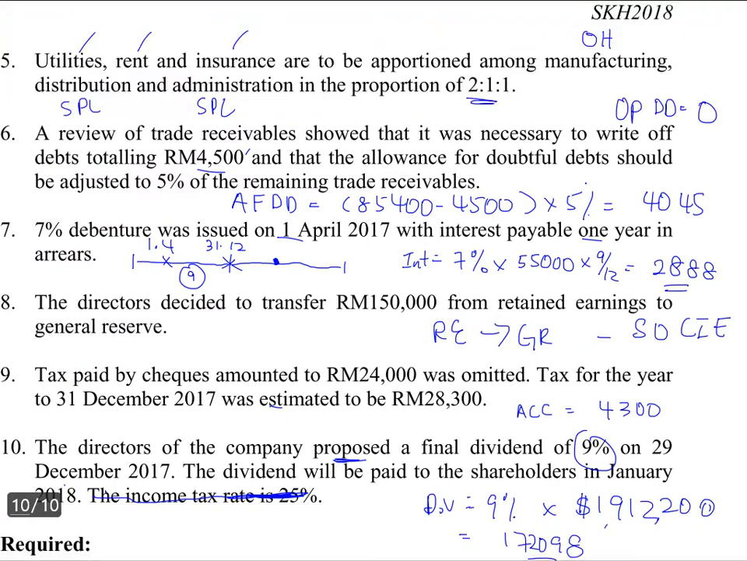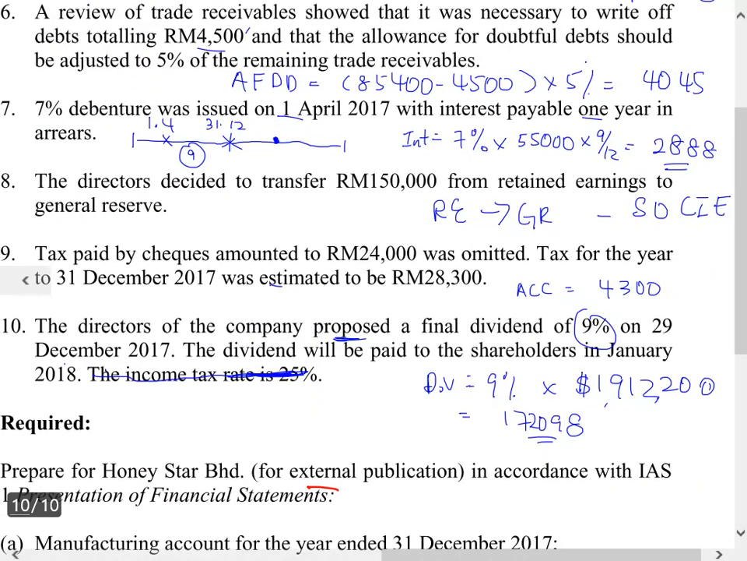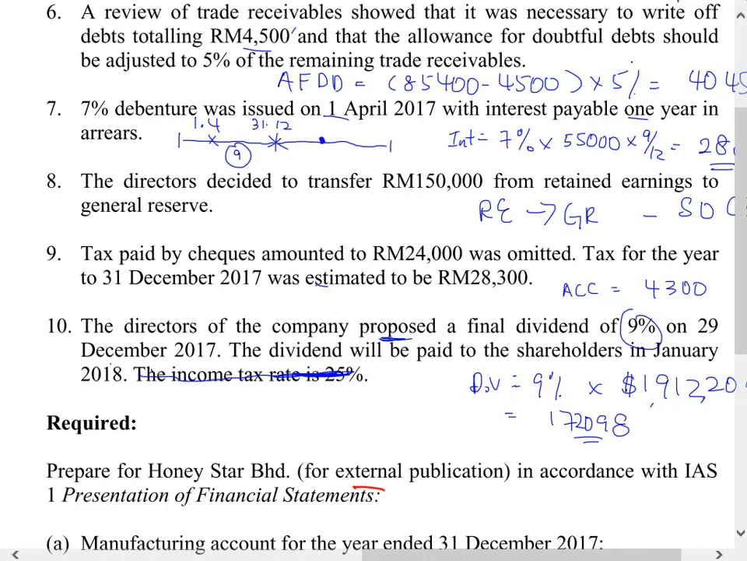Last one. The director of the company proposed, means haven't paid, final dividend of 9%. Sometimes they give us 3 cents per share, 9%. So this is 9%. It was to be paid after the end. You can cancel out the income tax. Last time relevant, now not relevant. That's why we can actually ignore.